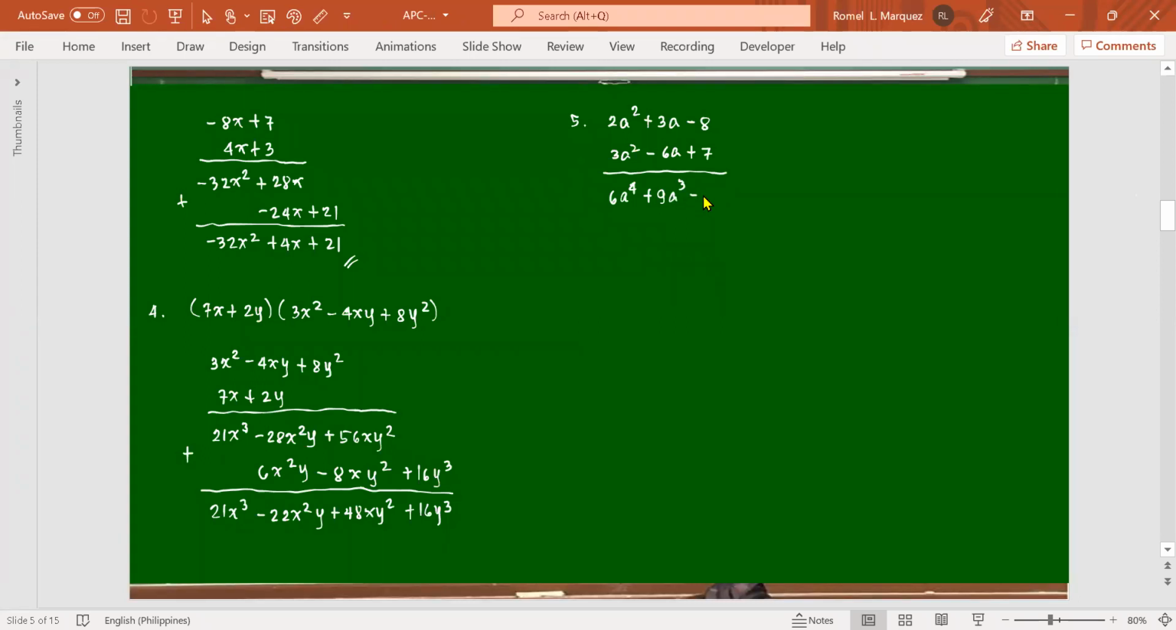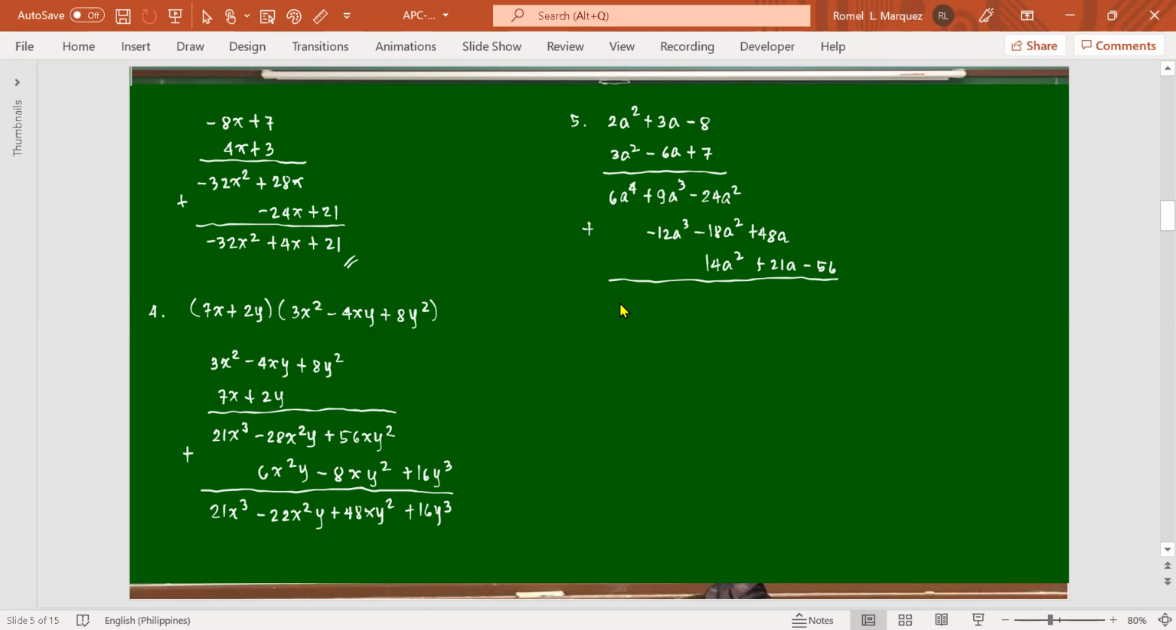What comes next? 24a squared. Next, negative 6a times every term here: negative 12a cubed, negative 18a squared, positive 48a. And then the last one, we have 14a squared, negative 18, positive 21a, and then finally, negative 56. Okay, guys? Add.